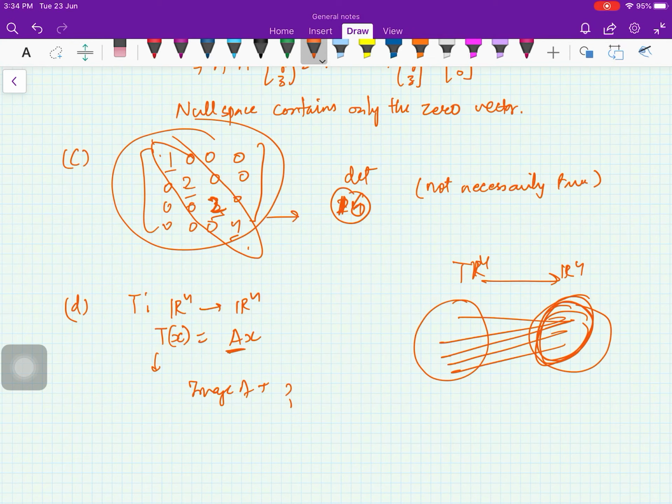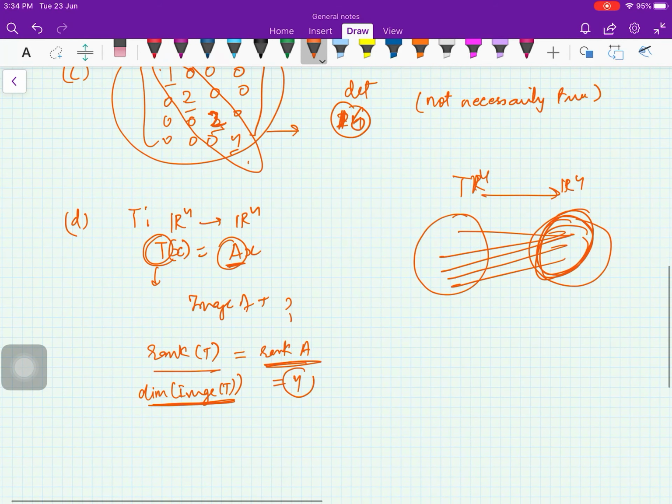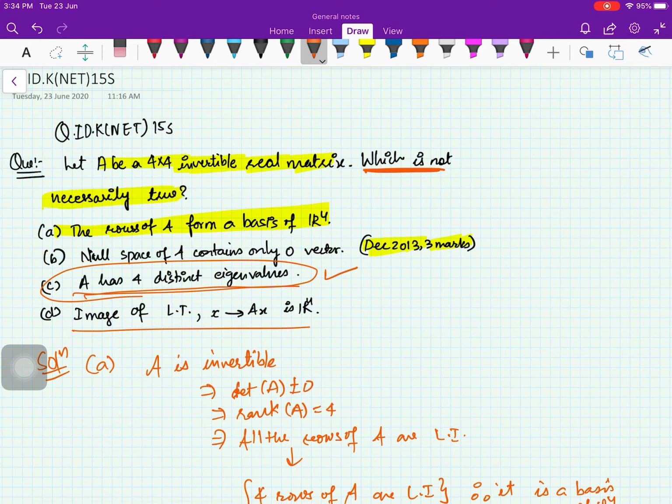Now you see, here A is invertible and the rank of T is the same as the rank of A. The rank of T, which is the dimension of the image space, is the same as the rank of A. Now the rank of A is 4 because A is invertible. So the dimension of the image of T is 4, which implies that the image of T is R4, right? So the fourth option is also correct. So the only option which is not necessarily true is C. Therefore, the answer to this problem is C, right? So this is how you solve this problem.